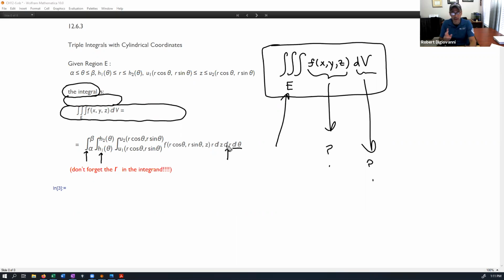And those two together, right? Those two together are basically polar. That's what polar was in two-dimensional space. So we will have to insert the r just like we did when we did polar to begin with.